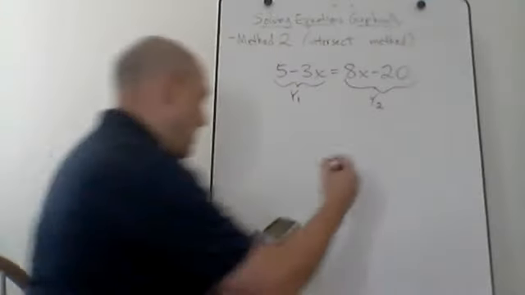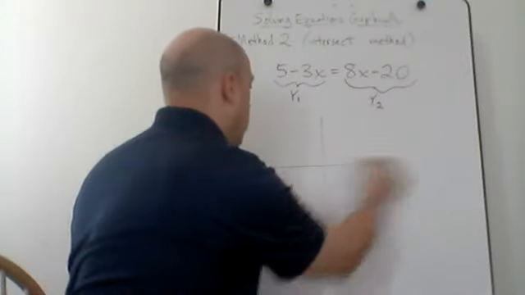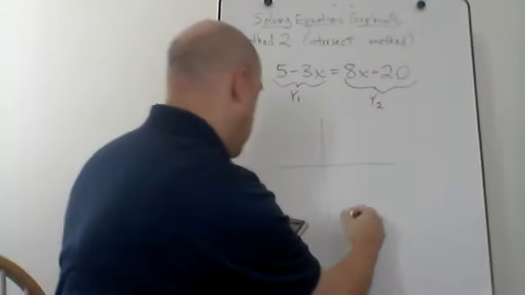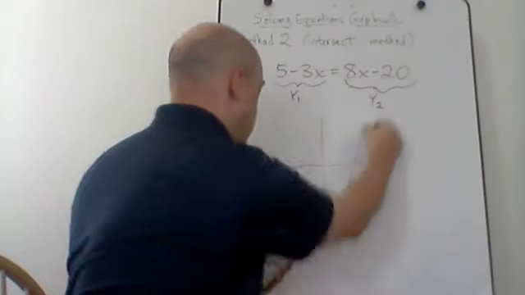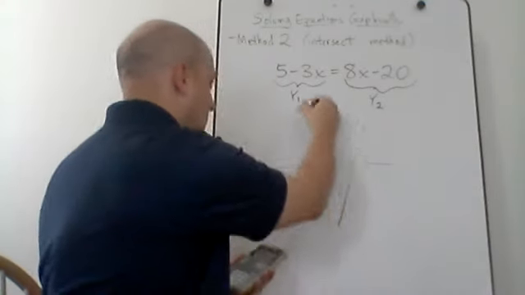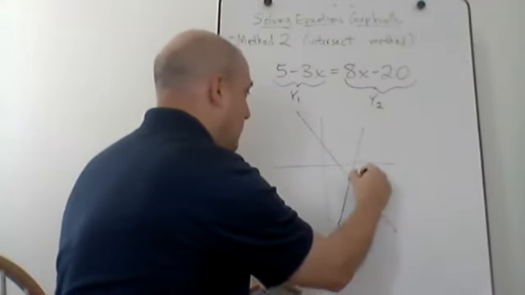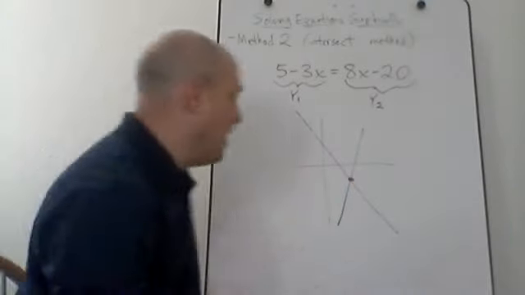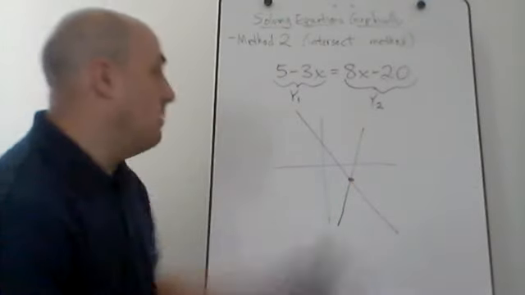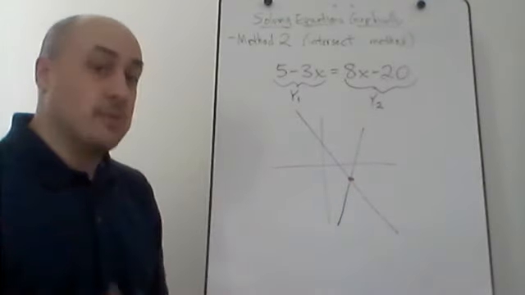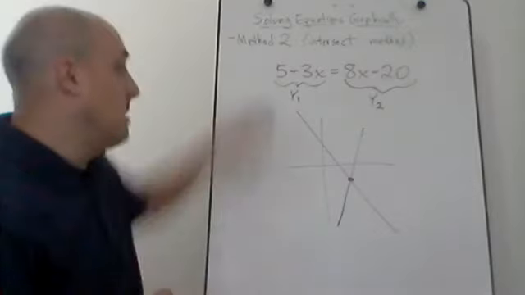All right, so let me quickly draw up here what this graph looks like, more or less. This one's coming up like that, and this one's coming down that way, and they're intersecting right over there in the fourth quadrant somewhere. Now I need to find what that point is, and that point is going to give me my solution to this original equation up here.